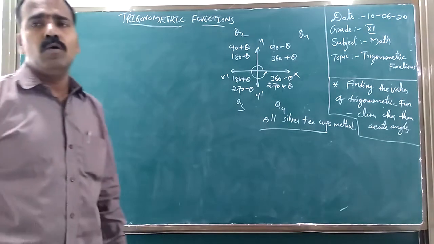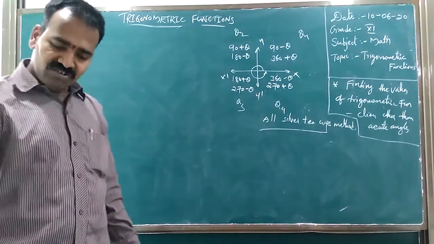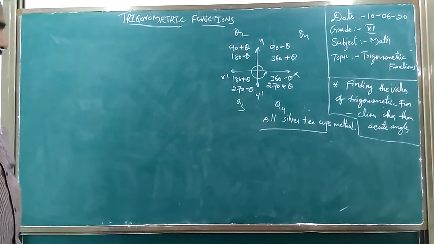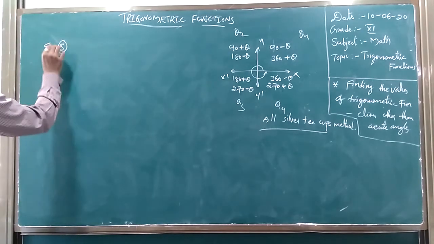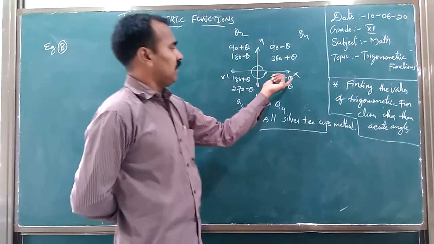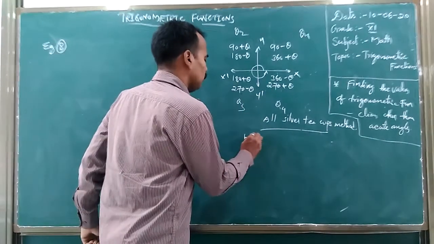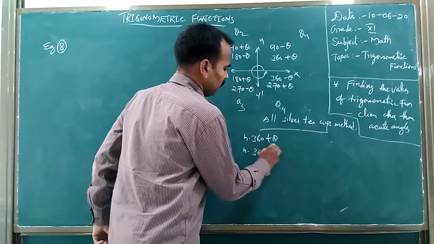In the previous class you learned how to find all five trigonometric ratios when a specific quadrant is mentioned and any one trigonometric function is given. Let us now discuss how to find the value of a trigonometric function at particular angles when given in either radian measure or degree measure, by writing the angle in the form of n into 360 plus theta or n into 360 minus theta.